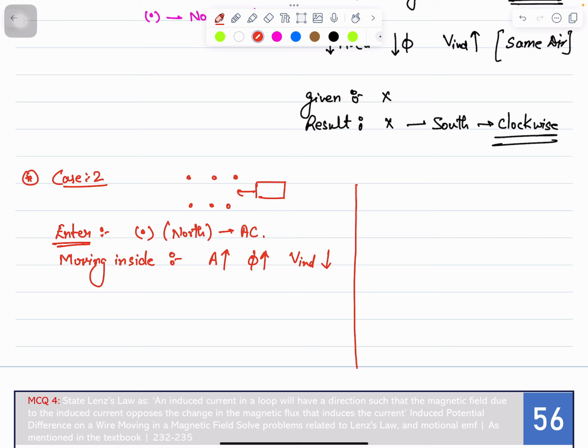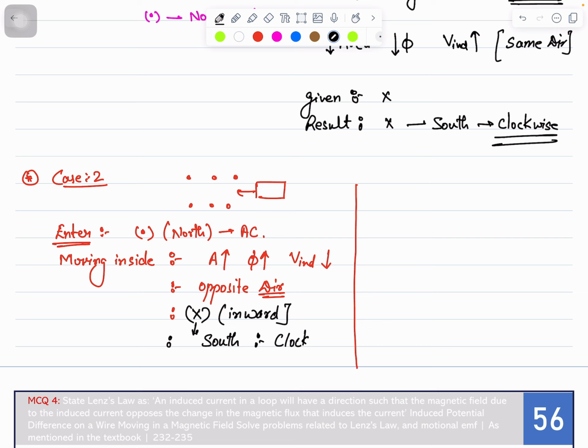Okay, if V induced increase, then what should be the direction? Direction should be opposite direction. So what should be the opposite of dot? The answer should be cross. That should be, you can say, inward. Yes or no? So can I say cross means south and the result is your clockwise? Clear? Fine. Okay, now take the same case, exit.